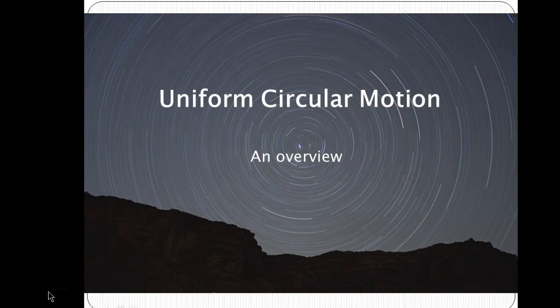Hello, and welcome to this overview on uniform circular motion. When you think about it, we spend most of our lives actually moving around in circles. We live on a planet that rotates about its axis every 24 hours, and we also go around the sun once a year.